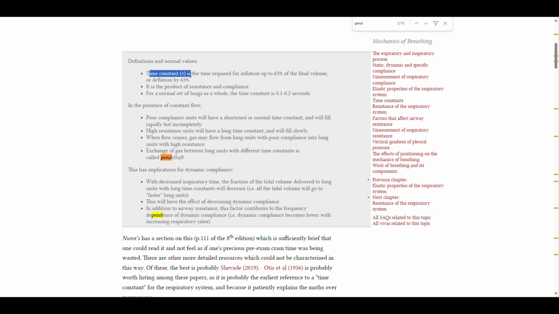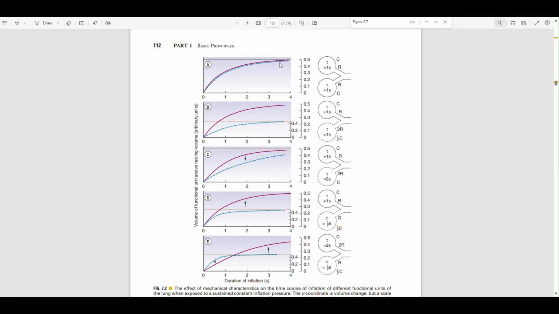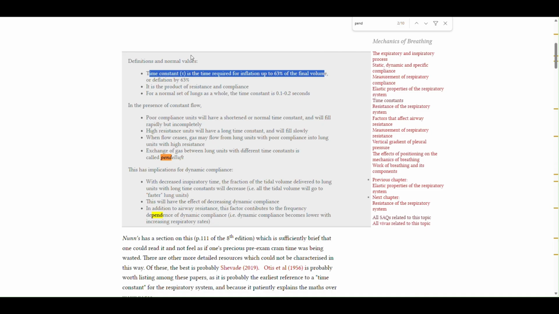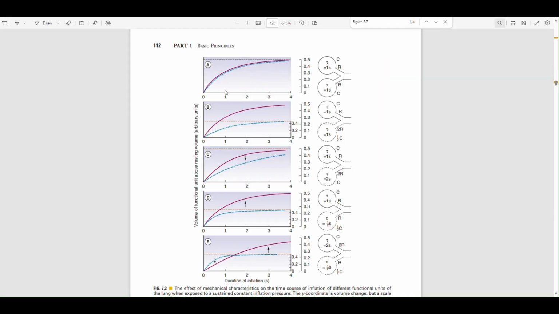So what is time constant? It's the time required for inflation up by 63% to the final volume, or deflation by 63%. So it's essentially a mathematical log diagram, and what you want to know is that at one time constant it's 63%. At the second one, what is it? 85 or 86%. At the third one you go 95%, and the fourth one's about 99 or 98.